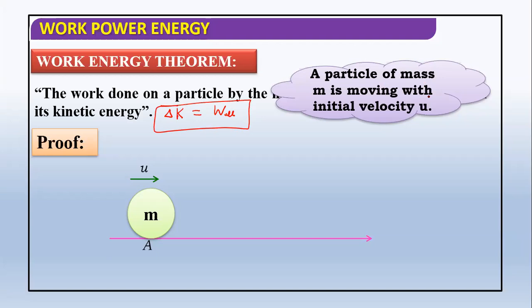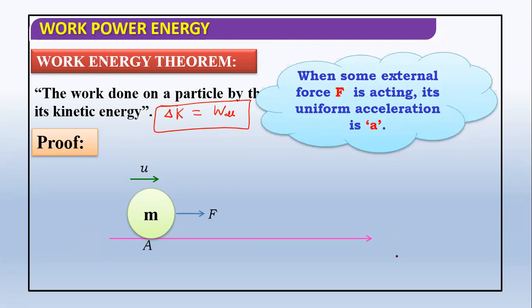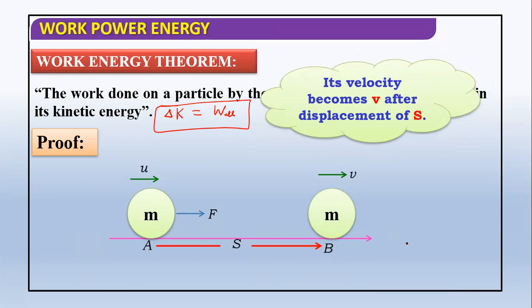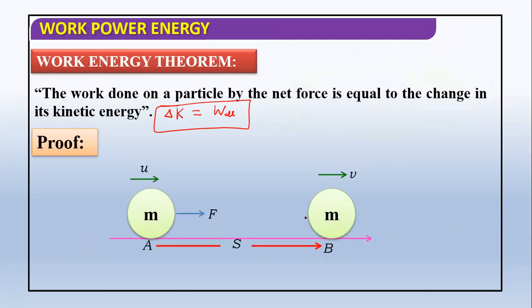A particle of mass m is moving with initial velocity u. Suppose the particle is moving like this. Now a force is applied on it, so it will produce some acceleration and some displacement, and finally after traveling a distance s, it has velocity v. So what expression can we write? The particle had initial velocity u, a constant force F is applied, the particle is displaced through s, and the final velocity it acquires is v.